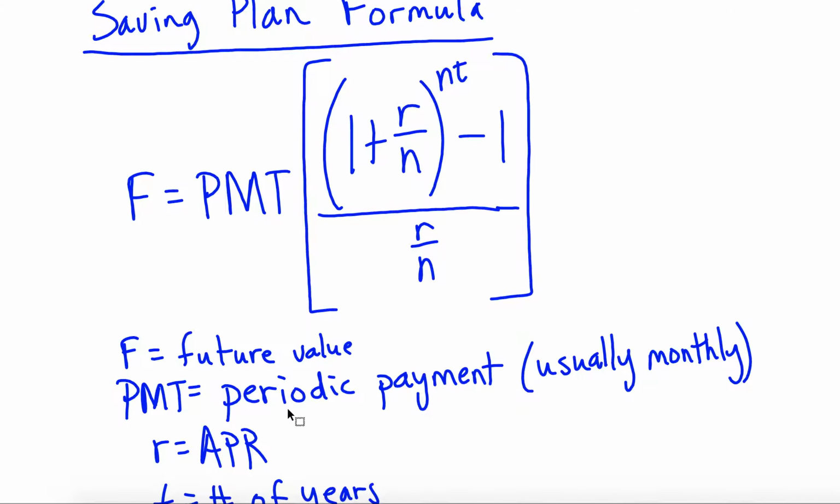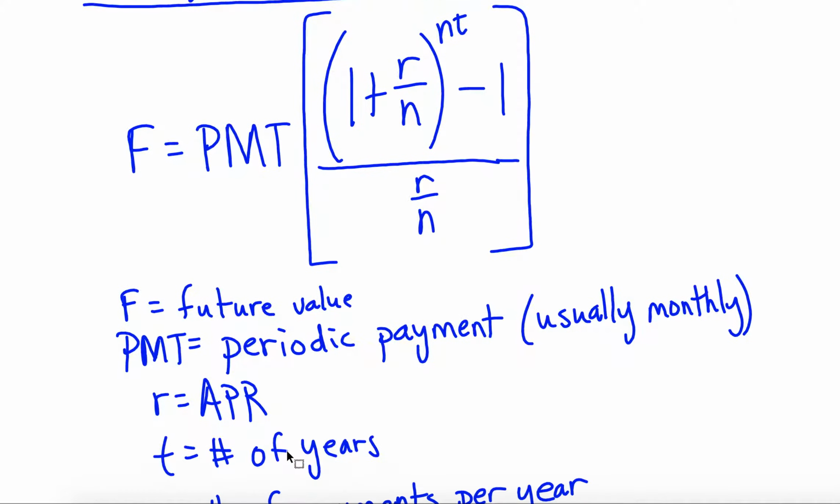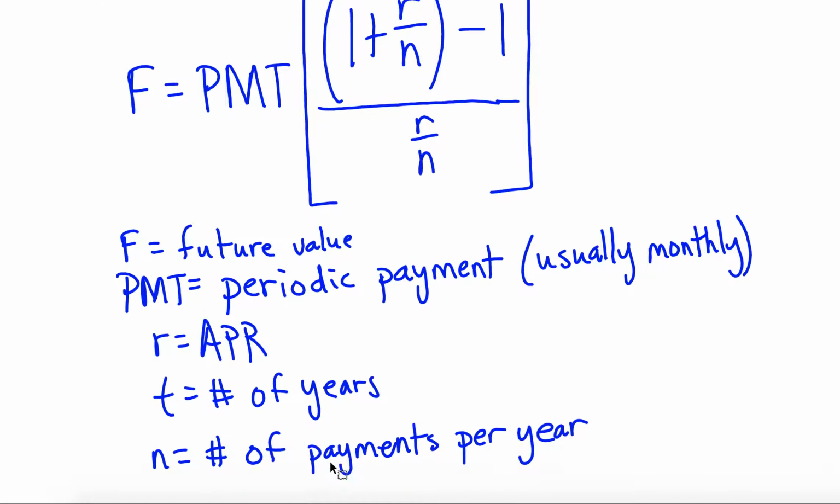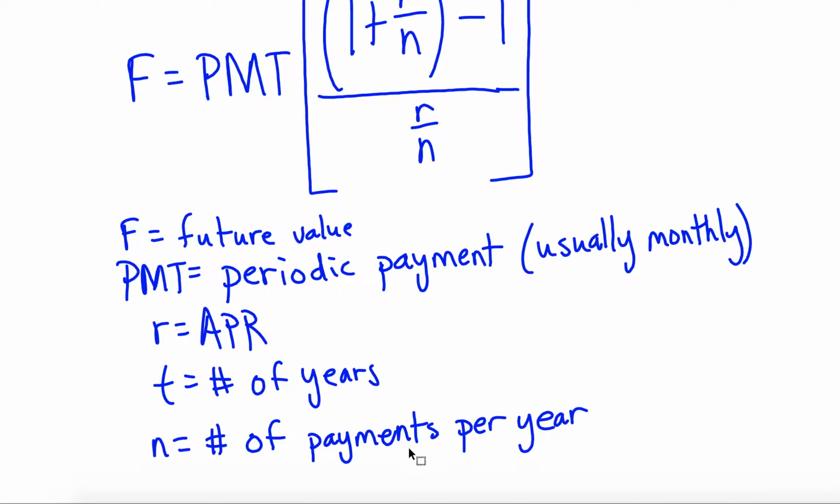This is a good way to actually save money for yourself, is to set up a way to pay yourself every month into an account. The R is your annual percentage rate, and the T is the number of years you're going to be doing it for. And the N is how many payments you're going to make per year. It's also how many compounding periods you have per year, and they're going to be the exact same. So your N is not just the number of payments per year, but also the number of compounding periods per year.